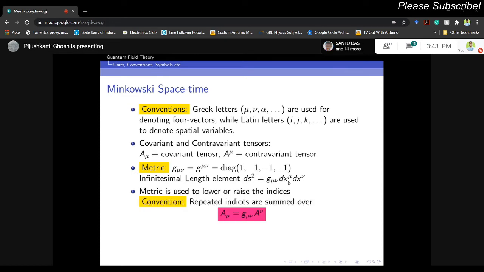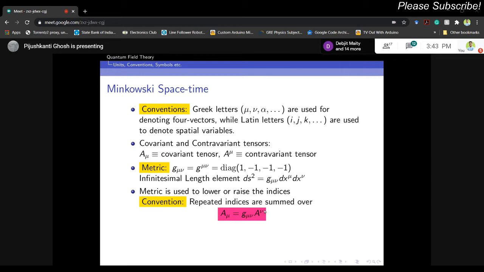Now, the role of the metric is to make a connection between the covariant and the contravariant tensor. This is the covariant tensor, this is the contravariant tensor. Suppose you are given a covariant tensor, how do you get the contravariant tensor corresponding to that? Or vice versa, you are given a contravariant tensor, how do you get the components when it is covariant? So this is the relation: A_mu is equal to g_mu nu A^nu.